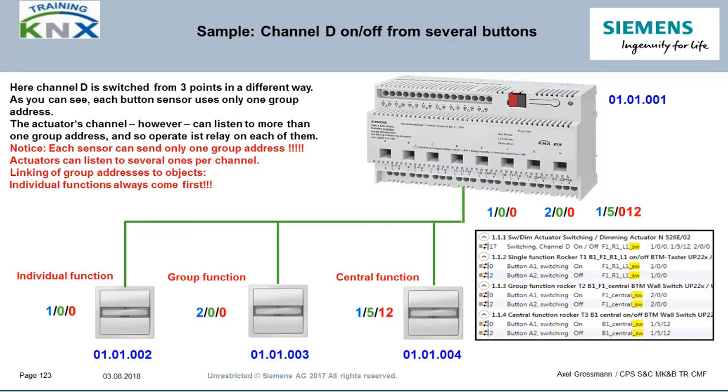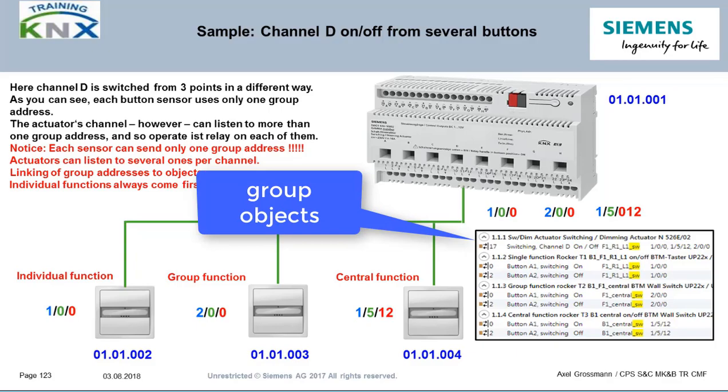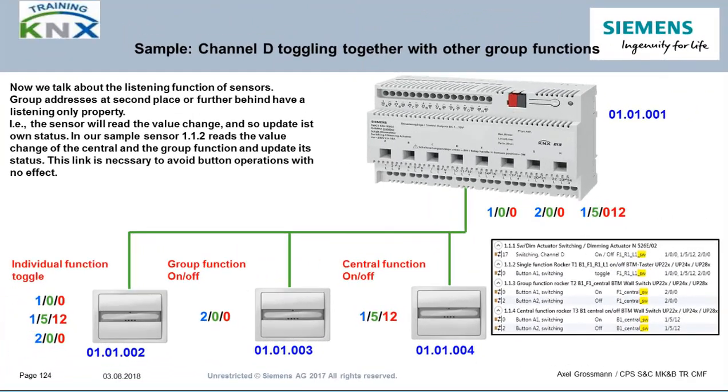Another remark as for the communication objects. They are alternatively also named group objects. This name is self-explanatory. Sample channel D toggling together with other group functions.